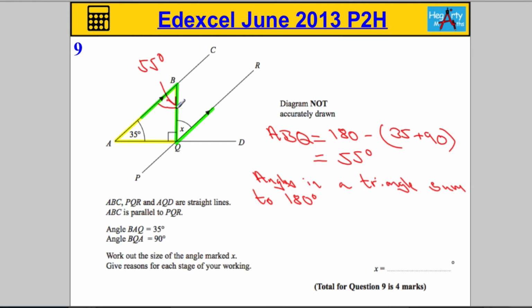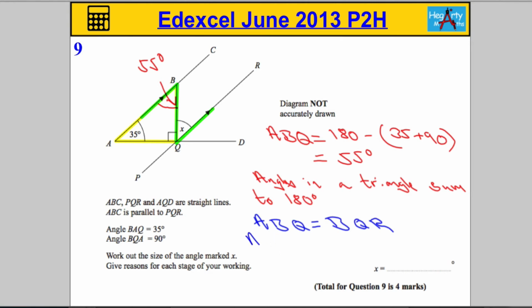So the angle here, ABQ, the one we've just worked out, and the angle BQR, which is the angle X, are alternate to each other. And because they're alternate, it means that they're the same. So what I'm going to say is ABQ must equal BQR, which is actually our angle X. They're equal to each other.